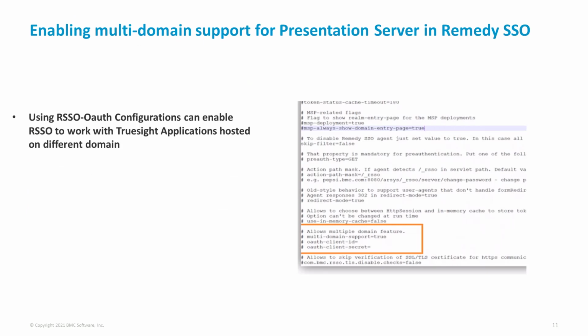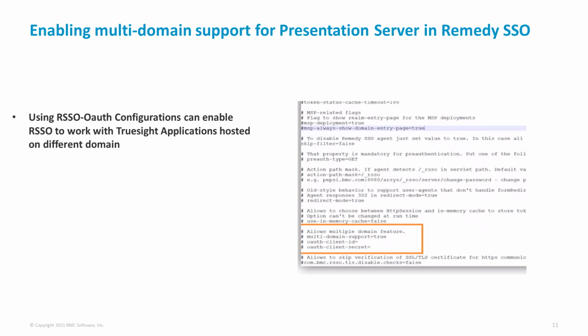Enabling multi-domain support for Remedy Single Sign-On was introduced starting from Remedy Single Sign-On version 1902 or later. You can have Remedy Single Sign-On integrated with applications which are hosted on a different domain than your Remedy Single Sign-On server domain. You can also have your presentation server or TSIM server in some other domain than RSSO. You need to make sure that you install the latest cumulative hotfixes for Remedy SSO, and then you can proceed with multi-domain support configurations.